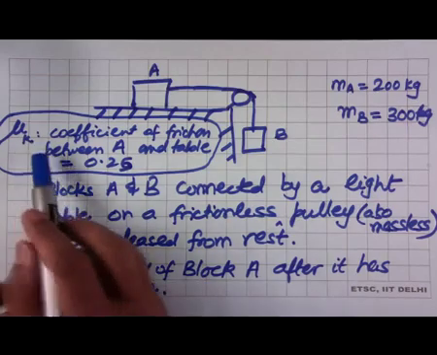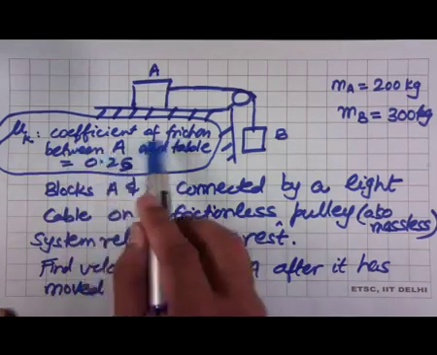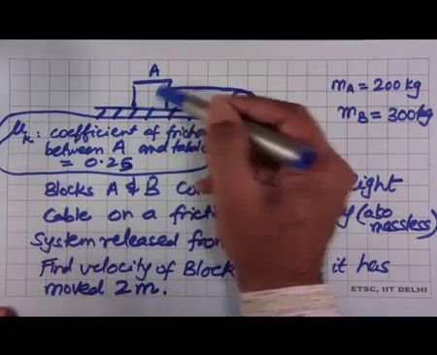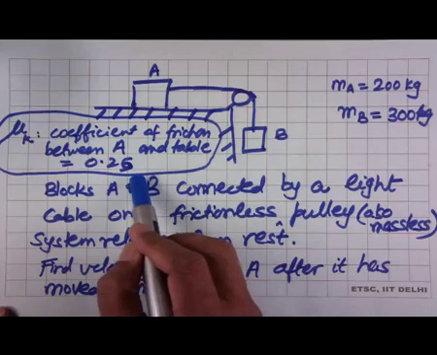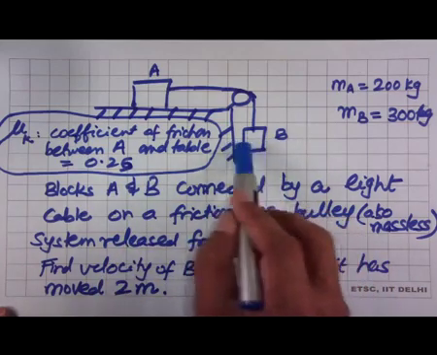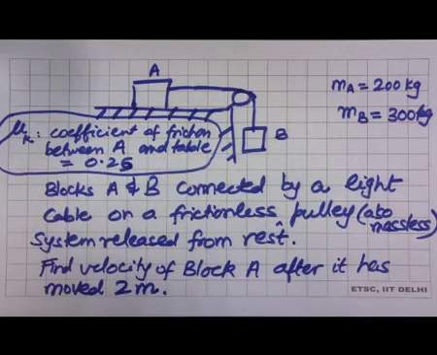It is also given that the coefficient of friction mu k, which means it is the coefficient of kinetic friction between block A and the table, is 0.25. Block B is not in touch with the table. So, the question of friction here does not arise. So, this is the problem.